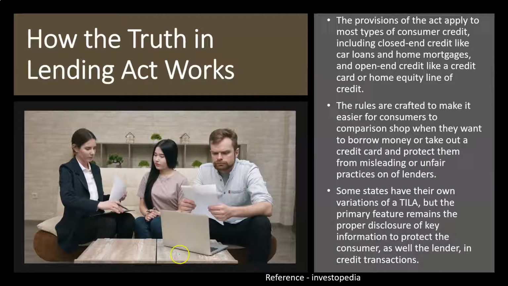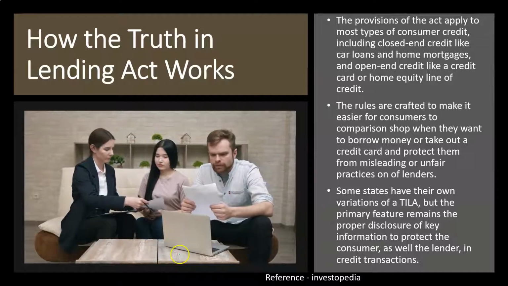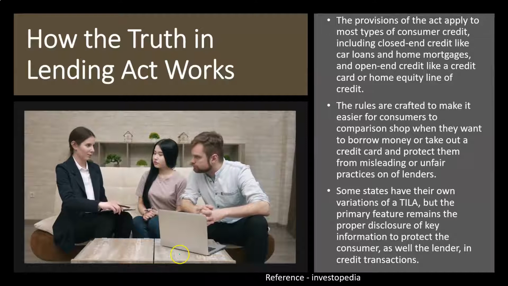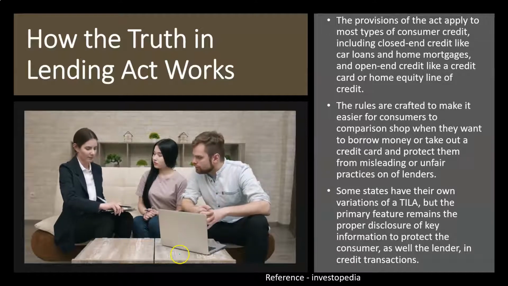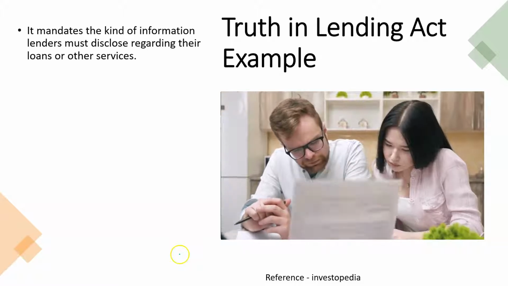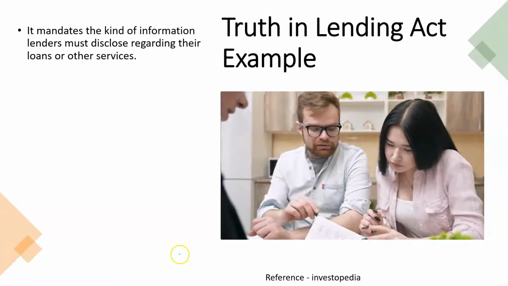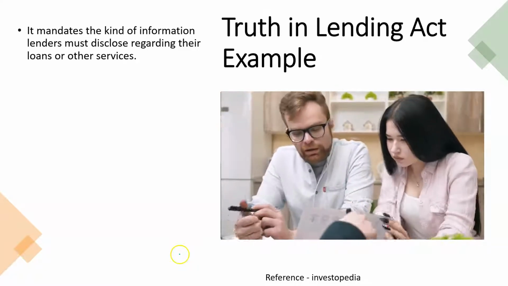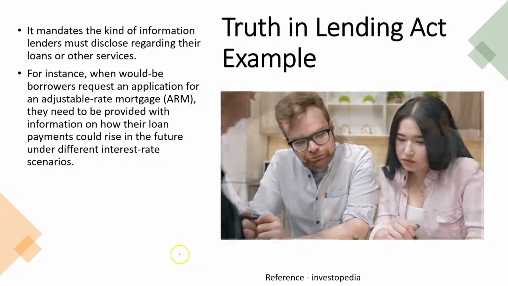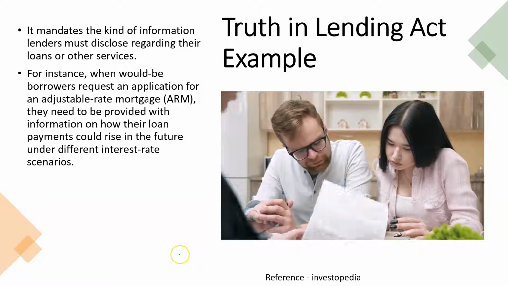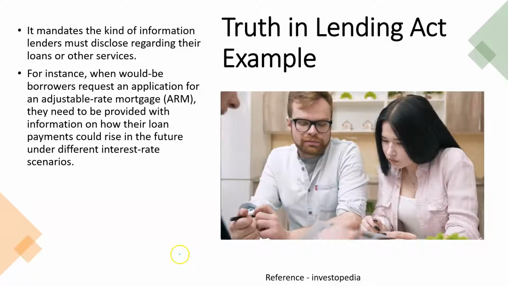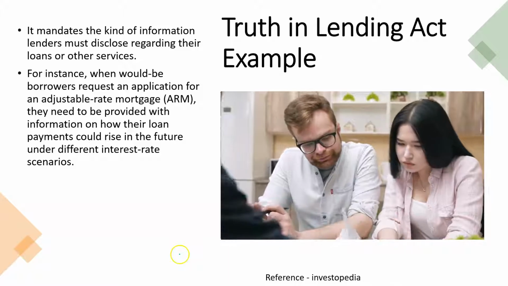So some states have their own variations of the Truth in Lending Act, but the primary feature remains the proper disclosure of key information to protect consumers as well as lenders in a credit transaction. Truth in Lending Act example: it mandates the kind of information lenders must disclose regarding their loans or other services. For instance, when would-be borrowers request an application for an adjustable rate mortgage, an ARM. So notice, an adjustable rate mortgage is something that deviates from the standard 30-year fixed mortgage.